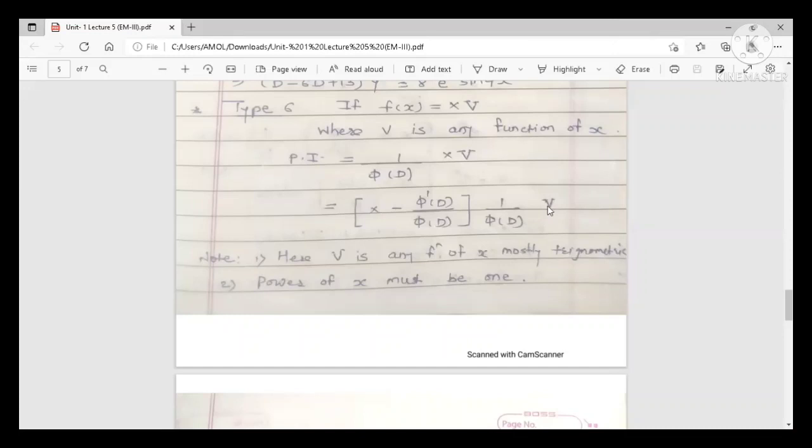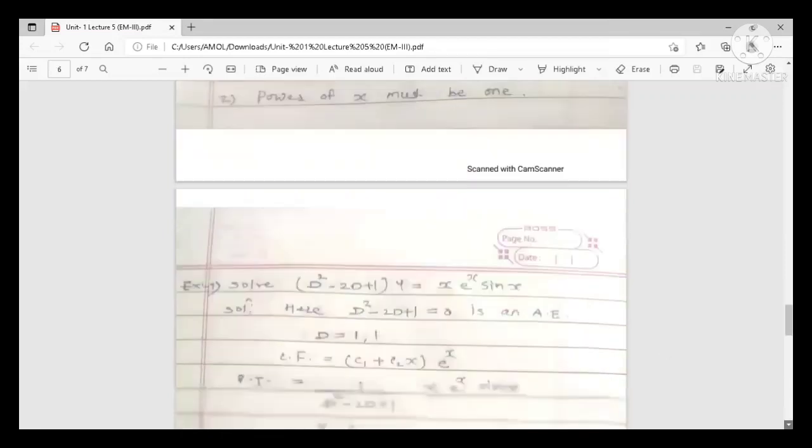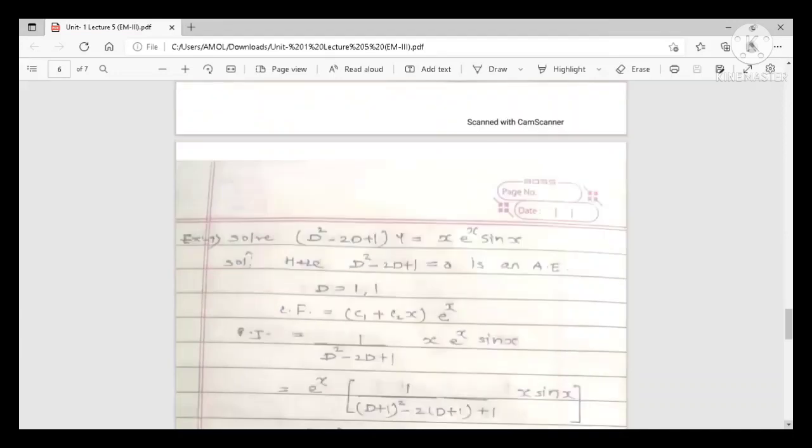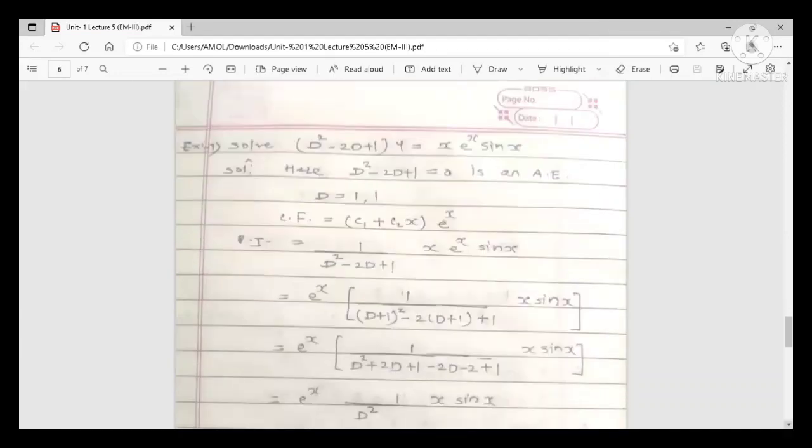Now there is a note. The first point is that here v is any function of x, mostly a trigonometric function, and the second is that the power of x must be 1 here. Then we can use this case 6, x into v. This is the formula of case 6, and these are the two remarks. Now the example of case 6 is here.